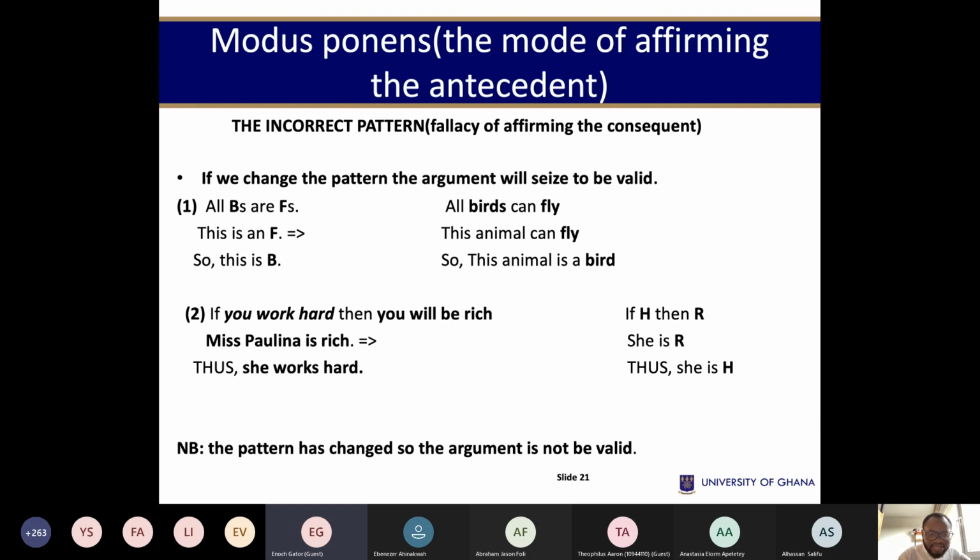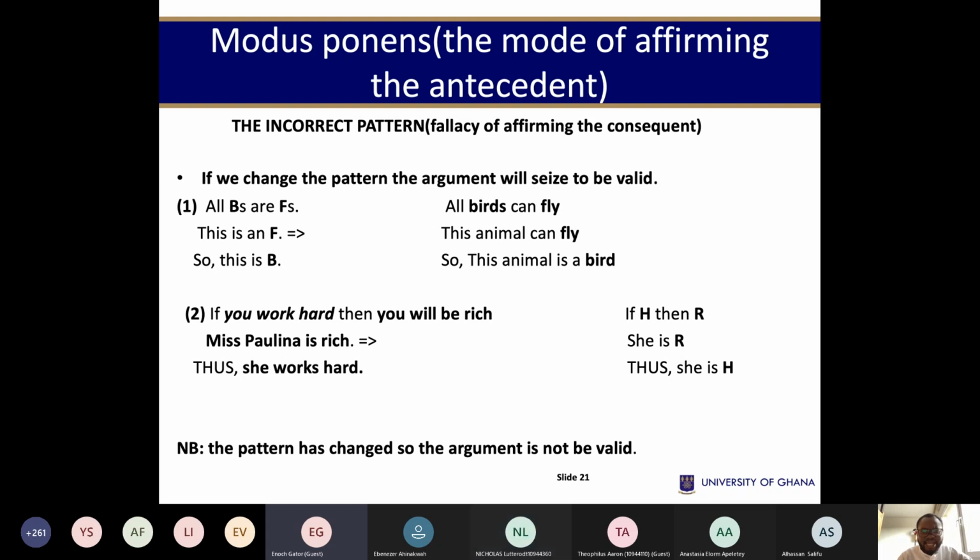The consequence has been affirmed. Paulina is rich. If Paulina is rich, it does not follow that Paulina worked hard. So this is not a valid argument. Do you get my point? If someone is in confusion here, you can just let me know.